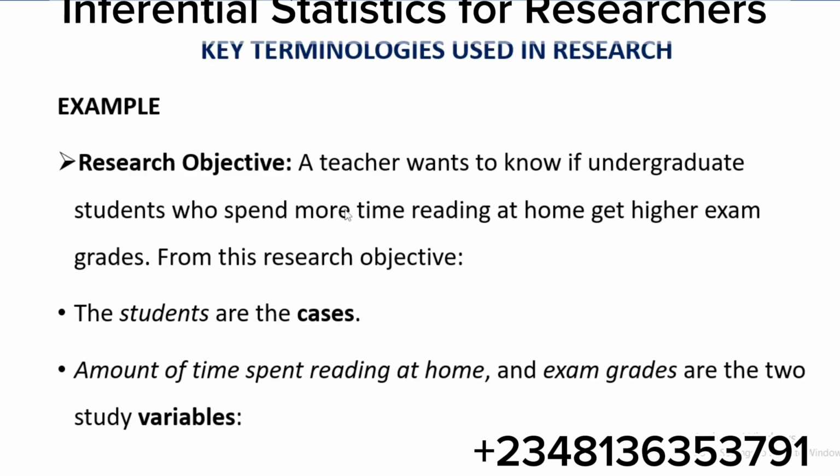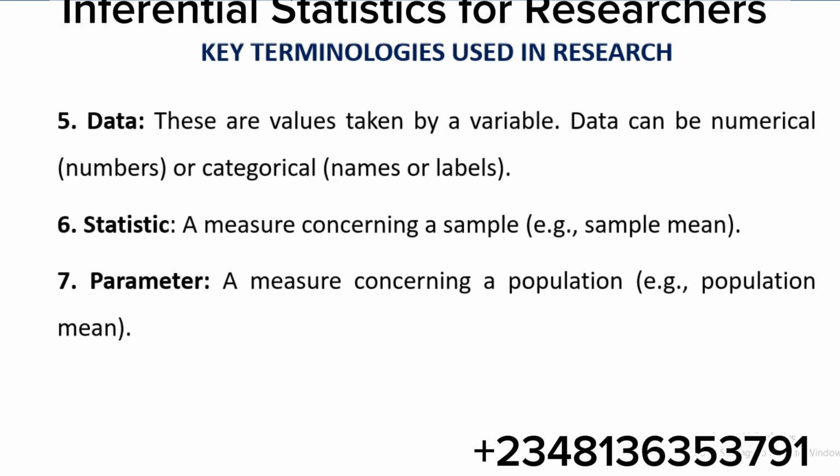Now, let's look at this example. We have a research objective. Assuming a teacher wants to know if undergraduate students who spend more time reading at home get higher exam grades, we can see from this research objective, the students are the cases. Amount of time spent reading at home and examination grade are the two study variables, because these are the characteristics we are interested in studying.